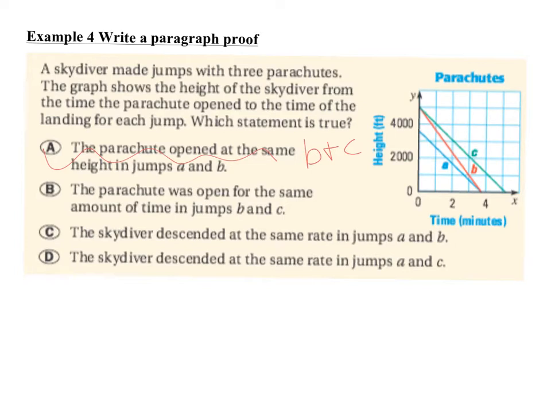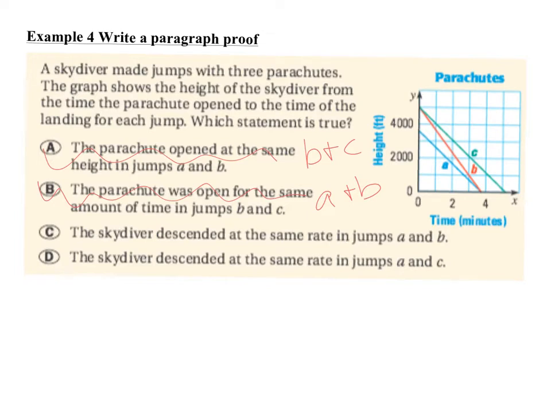The parachute was open for the same amount of time in jumps B and C. Well, that would actually be A and B because you can see they both meet at the same time. So that one's wrong.